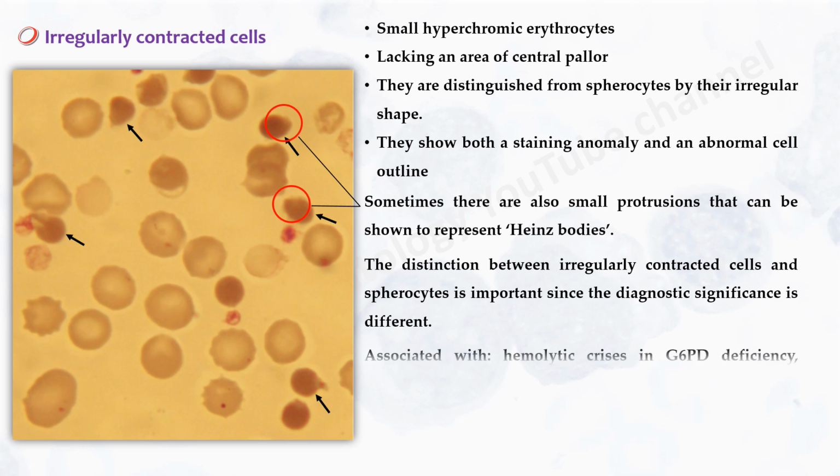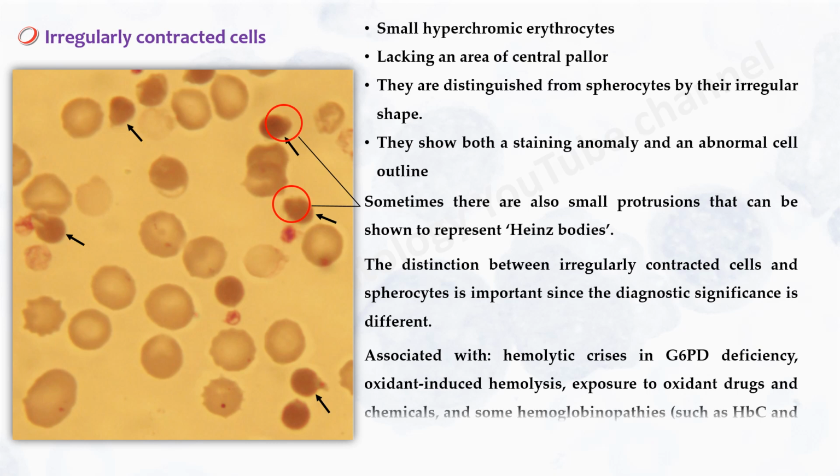Irregularly contracted cells are associated with hemolytic crises in glucose 6-phosphate dehydrogenase deficiency, oxidant-induced hemolysis, exposure to oxidant drugs and chemicals, and some hemoglobinopathies.